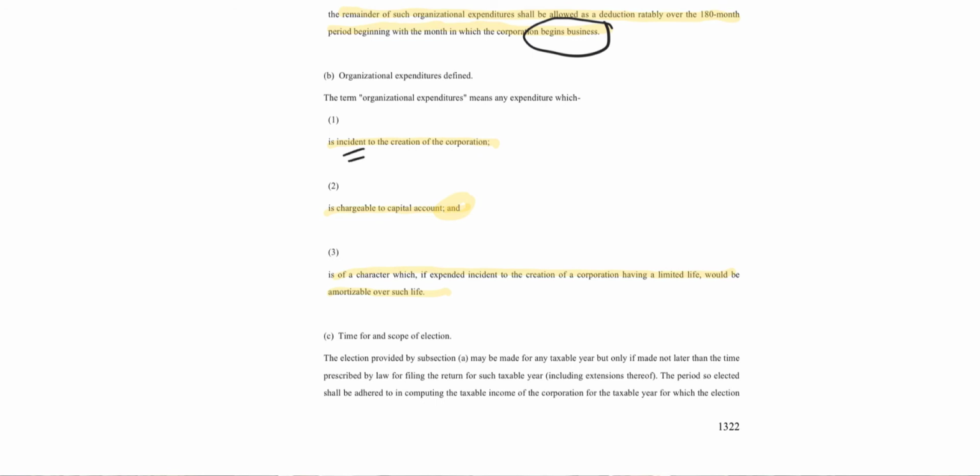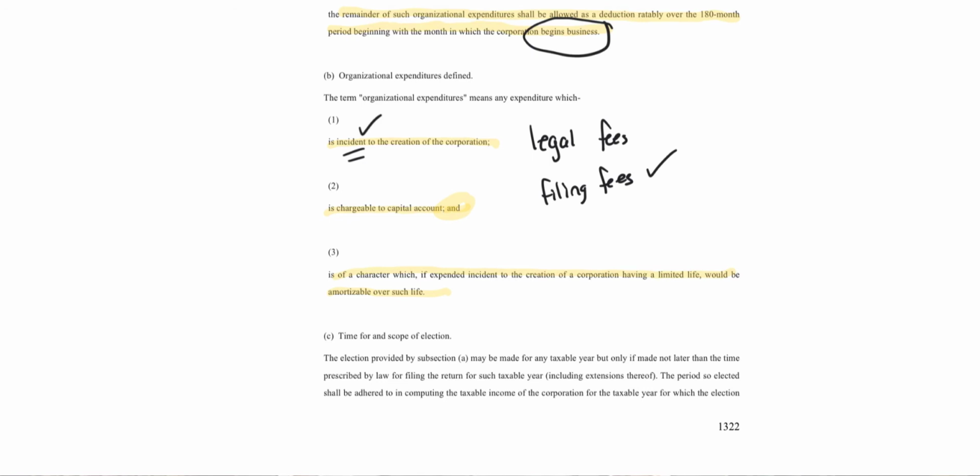You're paying these fees. The organization, these legal fees and the state filing fees. Do you need to pay the state filing fees in order to be a corporation? Yes. So we have incident. Is it chargeable to capital account? So does it go to capital, right?